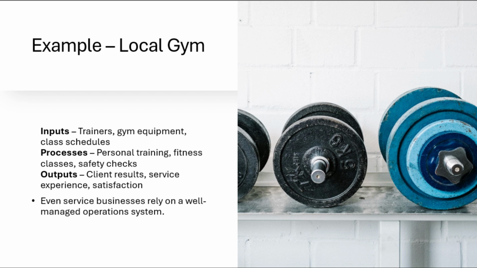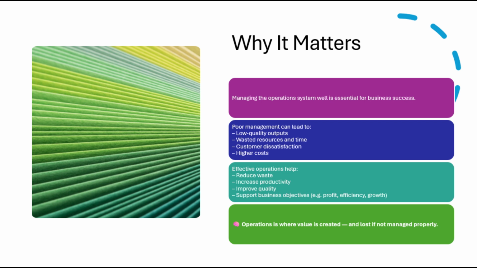Even though nothing tangible is being manufactured, the gym still relies on a clear and well-managed operations system. Section 6. Why it matters. Understanding the operations system helps businesses identify where improvements can be made. If the quality of inputs is poor, the process might suffer. If the process is inefficient, the output may be delayed. And if the output doesn't meet expectations, the business could lose customers.